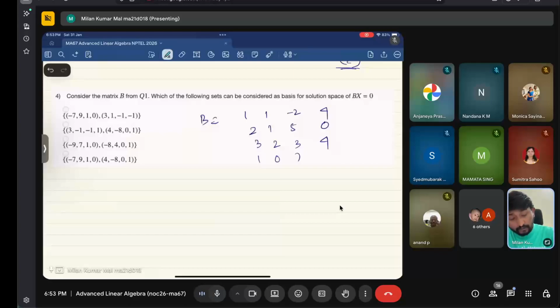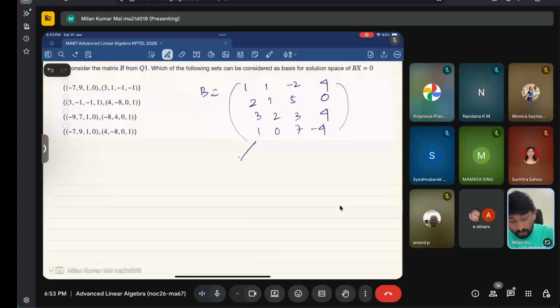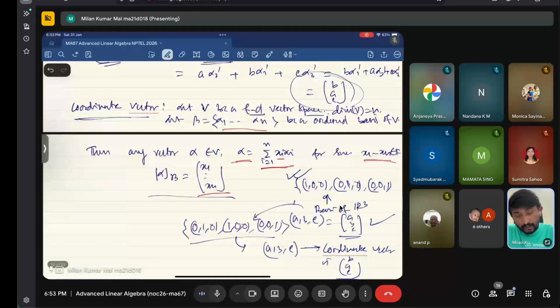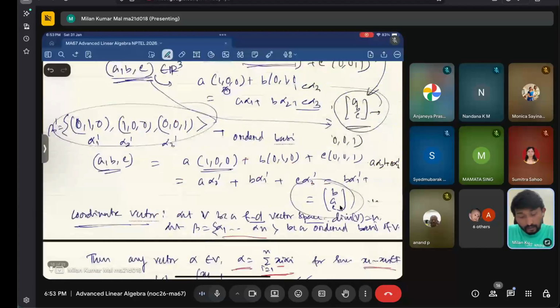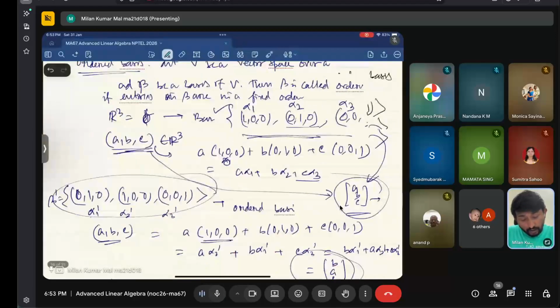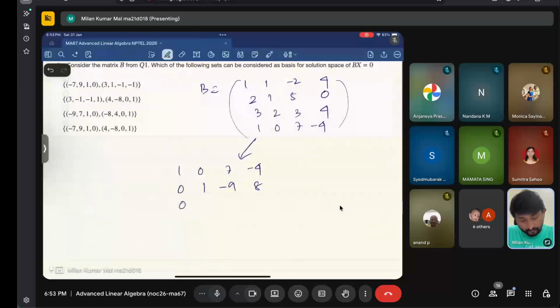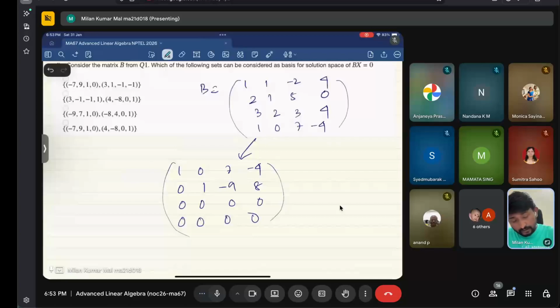So after row reduction, what we got is 1 0 7 minus 4, 0 1 minus 9 8. Let me check, minus 9 8, and then all the other terms. This is the row reduced form that we did at the starting of the course.